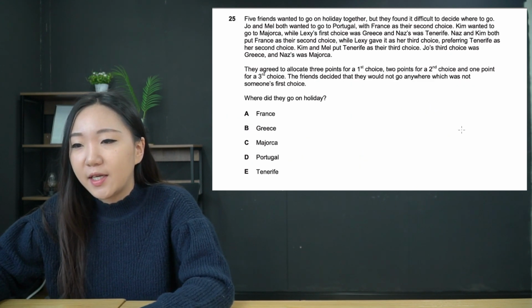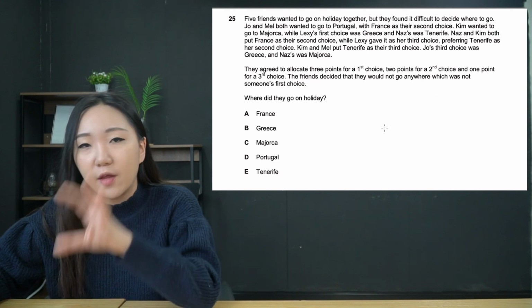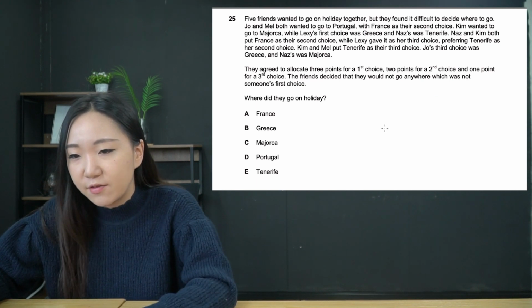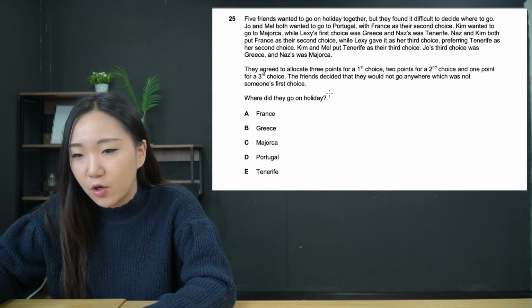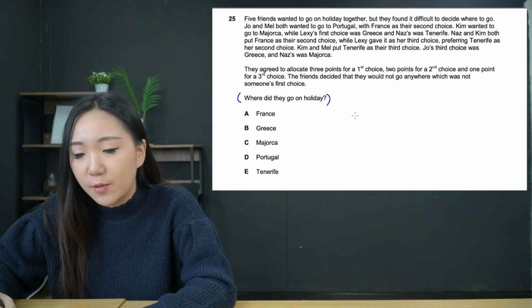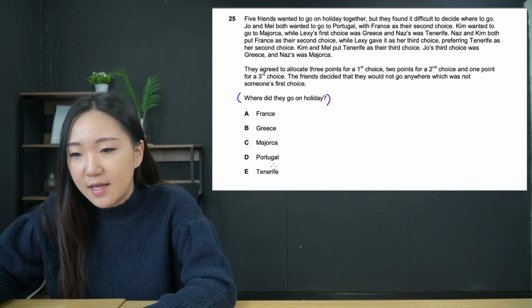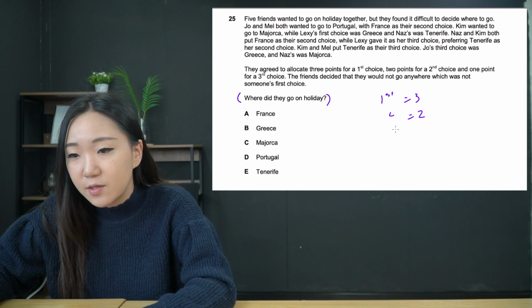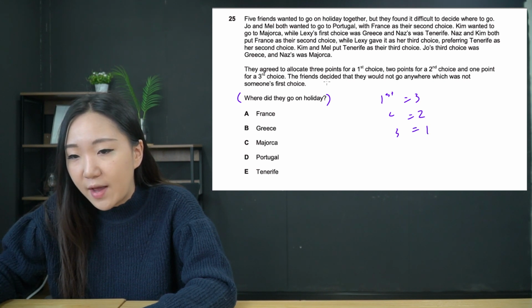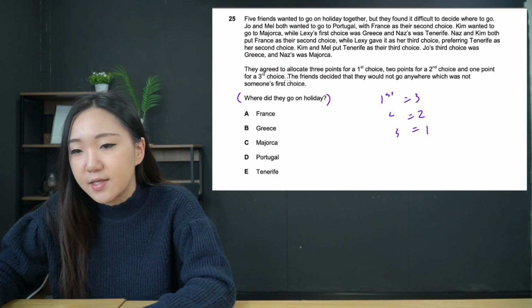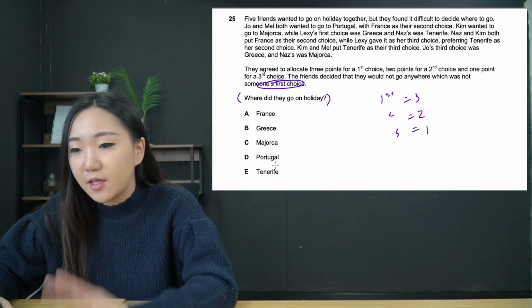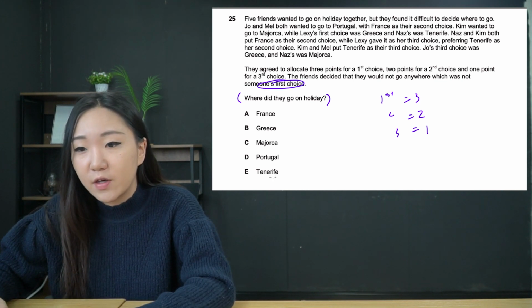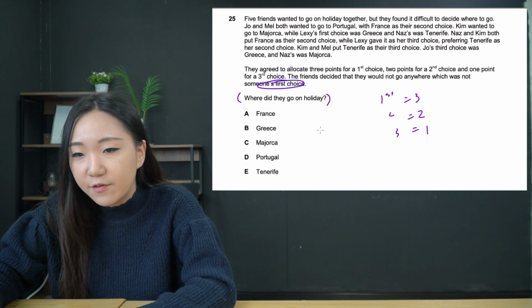Okay, this one I'm looking at it and there's so much work. It's so wordy, right? So again, I'm just going to say, where did they go on holiday? So clearly these are our options for holidays. And then it says allocating, first choice is 3 points, second choice is 2 points, third choice is 1 point. The friends will not go anywhere which was not someone's first choice. So immediately I'm thinking, okay, one of those is going to be knocked out because nobody chose it as their first choice. It's 5 friends.